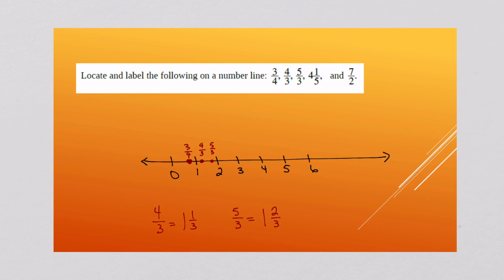4 and 1/5 is just slightly past 4. And 7/2 is the same thing as 3 and 1/2. So about right there. So it's easier to turn improper fractions into mixed numbers and then plot them on a number line than to try to figure out where they are as improper fractions.